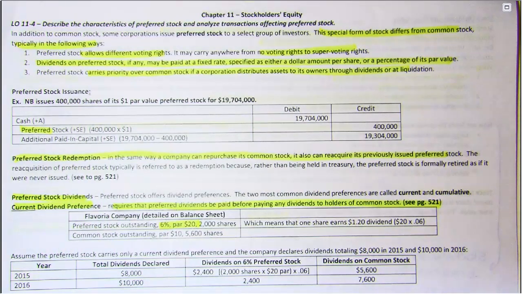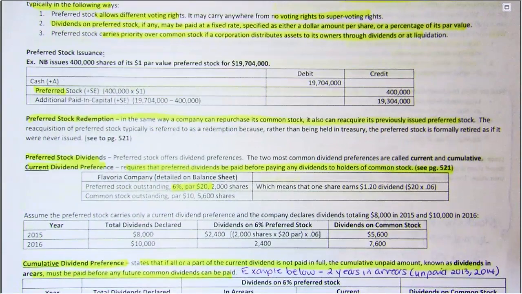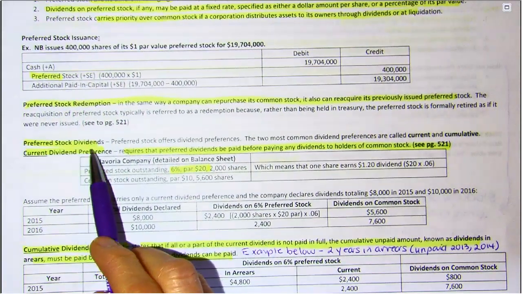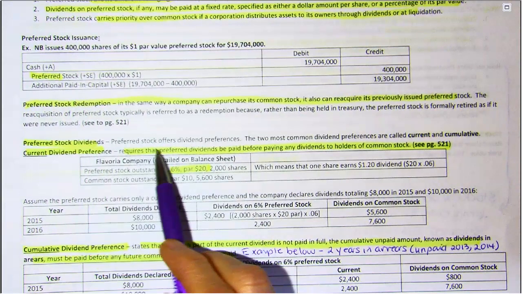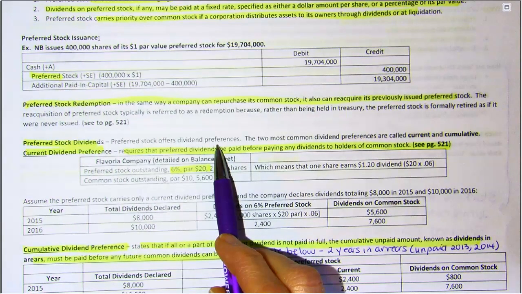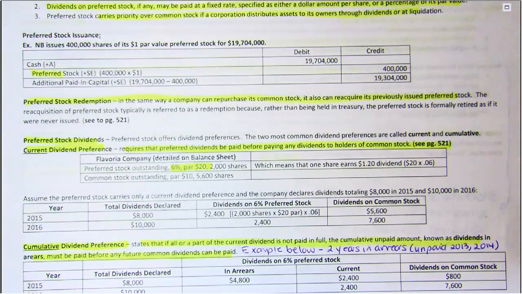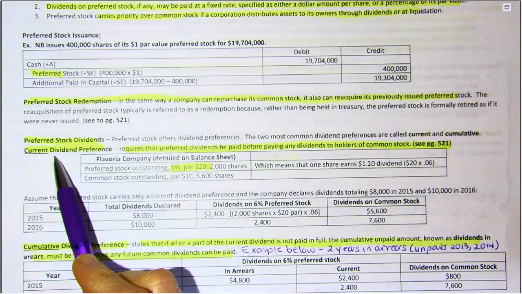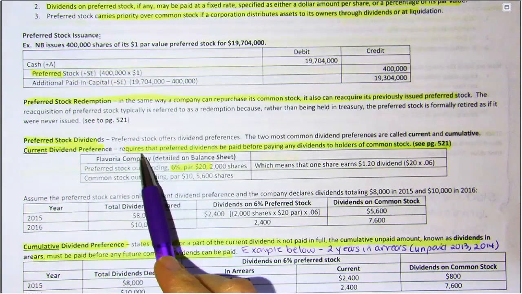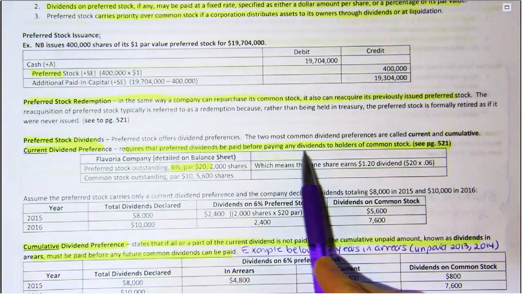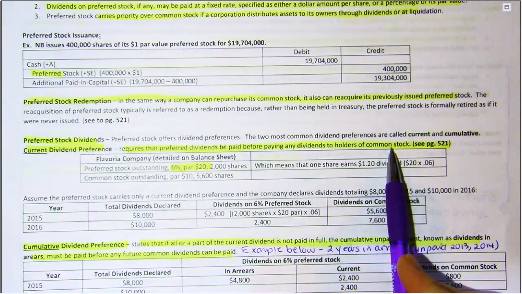Okay, let's hop to the most important part here that we'd like to deal with, and that's preferred stock dividends. Preferred stock offers dividend preferences. Preferred stockholders get their dividends first, but there's two types of dividend preferences. The first one is called the current dividend preference, and that requires that preferred dividends be paid before paying any dividends to holders of common stock.